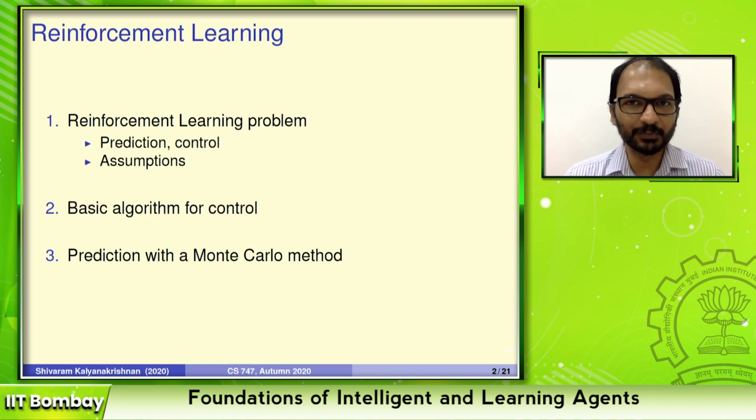What is the reinforcement learning problem? I want to go into a little bit more detail this time, right? Because there are two flavors of this problem that we will study. One is called the prediction problem. The other one is the control problem. Control is actually what we described last time, but we will anyway spell out both of these to get begun with this lecture.